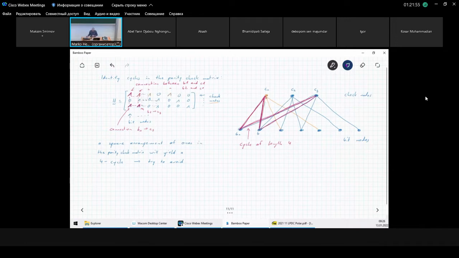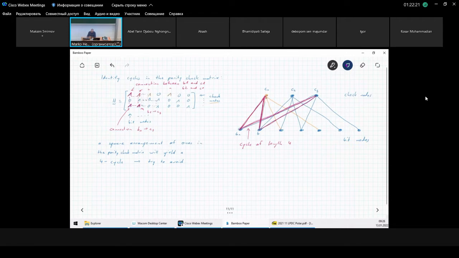Actually identify these 4 cycles in the parity check matrix, or the other way around. If we would like to come up with a parity check matrix having a good performance, we need to make sure that this arrangement of ones in a square will not appear. So we could try to modify this parity check matrix now such that the cycles disappear.